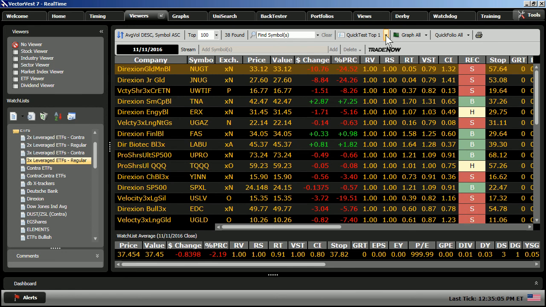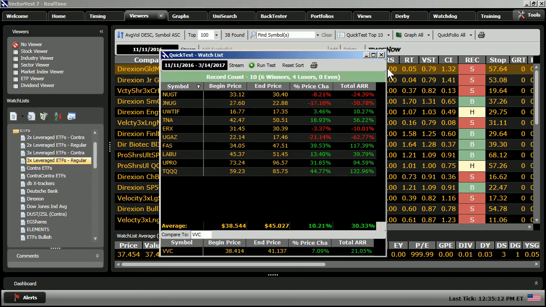Let's do a quick test of the top 10 stocks here. We'll simply move it to top 10 and click on OK to test it. Oh, look at that. So over that time period from 11/11 to 3/14, the triple leverage went up 10.21%, whereas the VectorVest composite went up 7%. We had 6 winners, 4 losers.